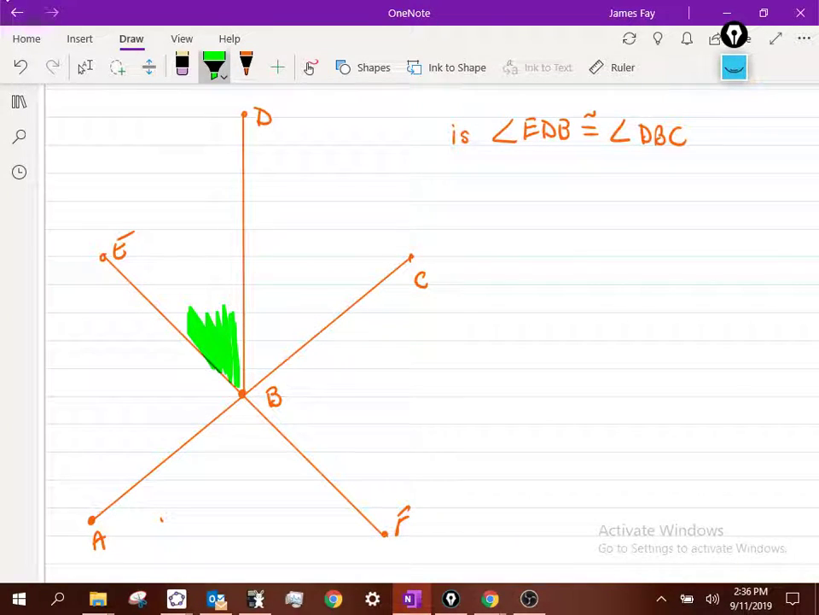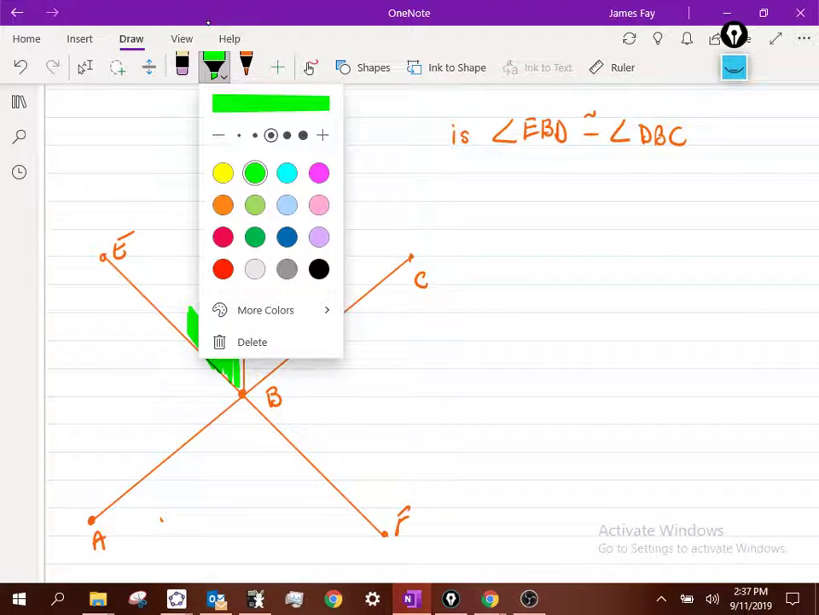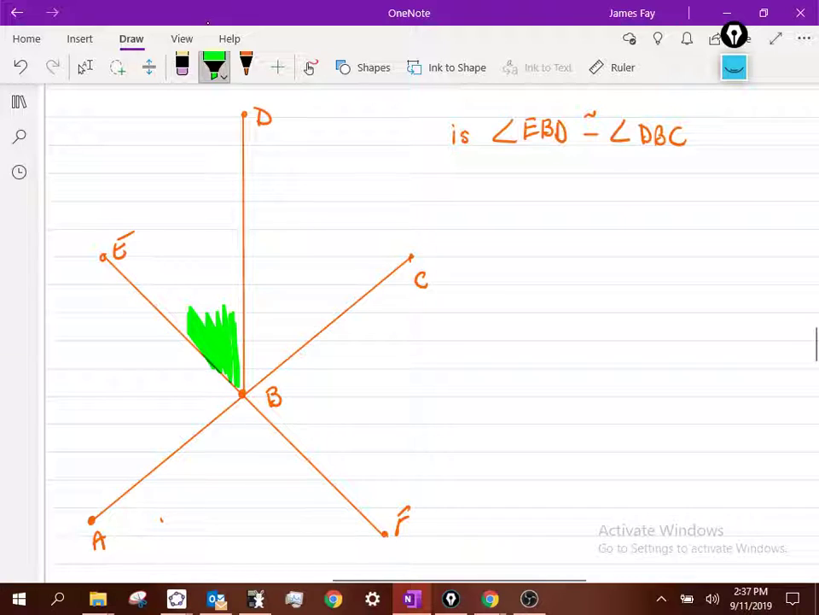Oh, I messed that up. EBD. Sorry about that. And then DBC. Are those two angles congruent? Hunter, your head's shaking no. Why?